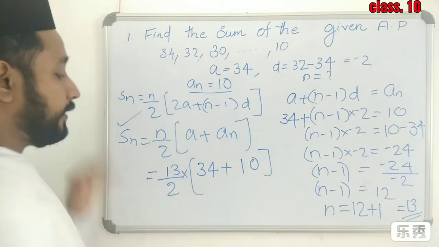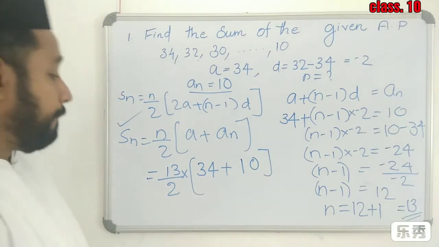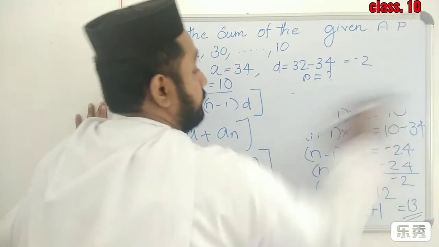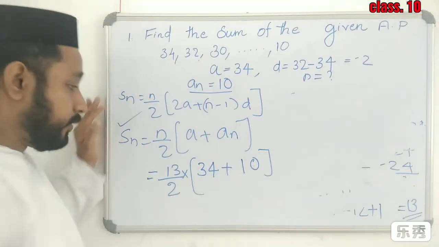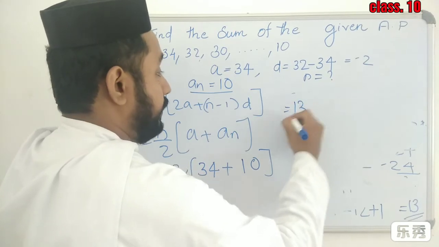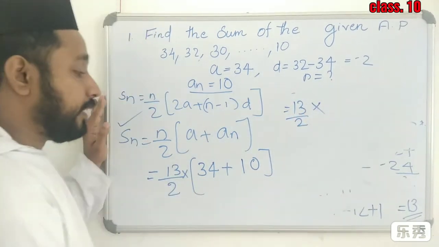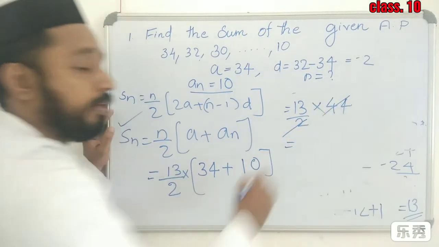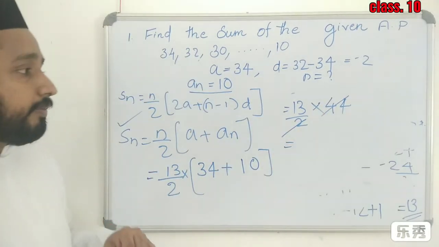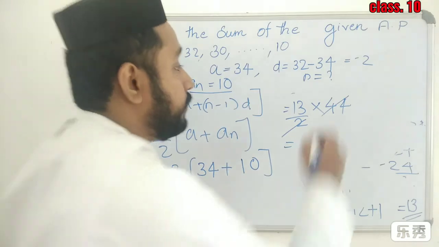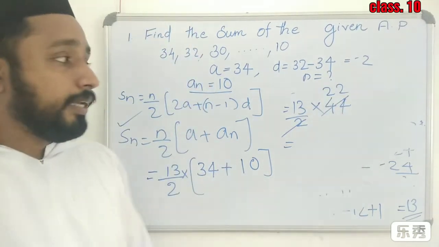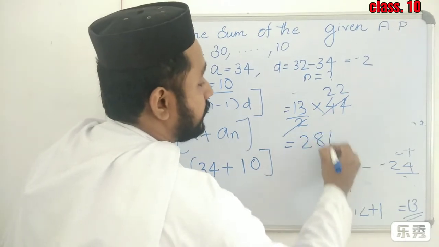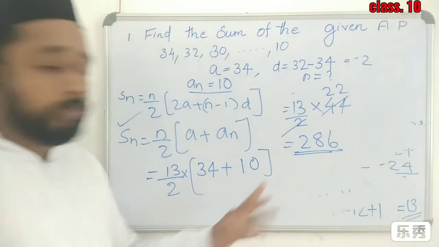13 by 2 into 34 plus 10, which means 13 by 2 into 44. We can cut 2 and 44. When we cut 2 and 44, we will get 22, which means 13 into 22. 13 into 22 means 286. So we got the value 286.